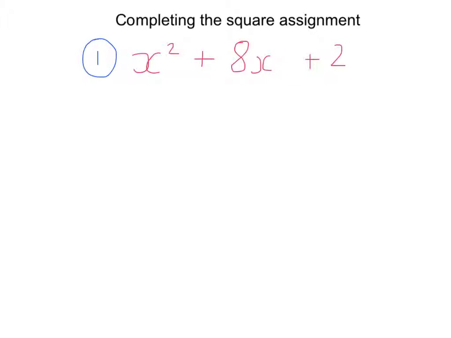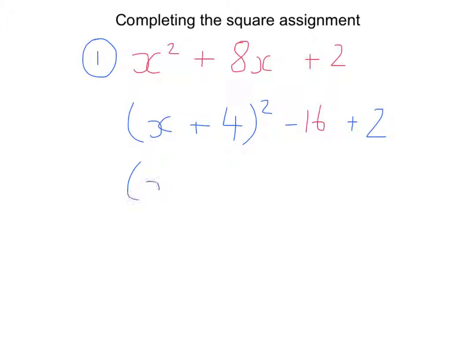Okay then, so I'm just going to talk through how you solve the completing the square assignment for anyone who got stuck. You should know that completing the square, you just halve your b coefficient, you square that bracket, and then you take away whatever the square of this number in here is, so just take away the square of that. I still have my plus 2 from before.